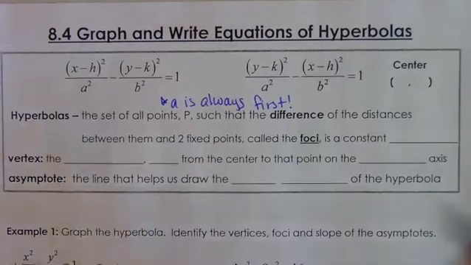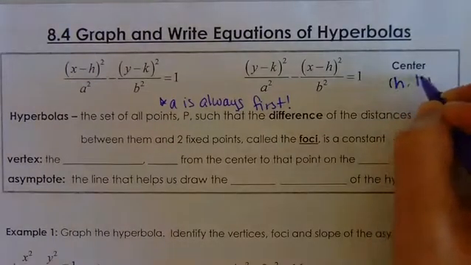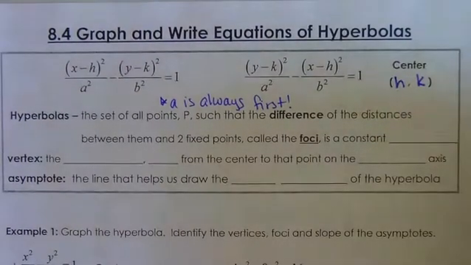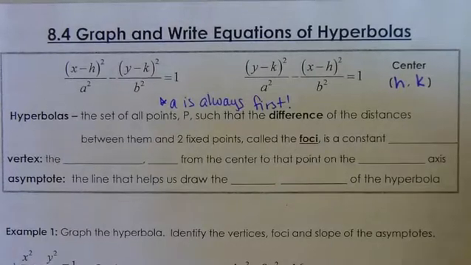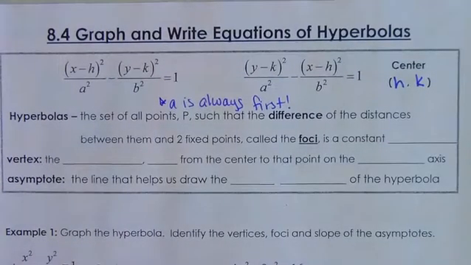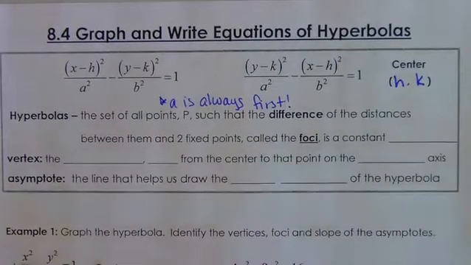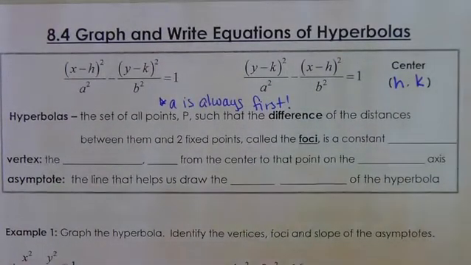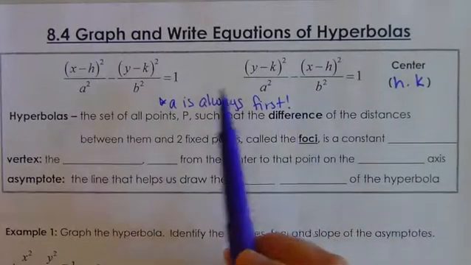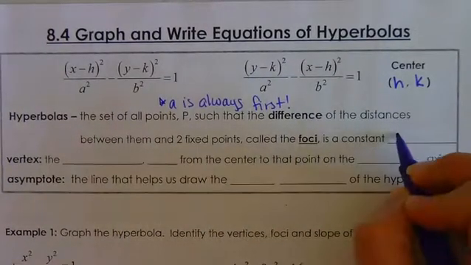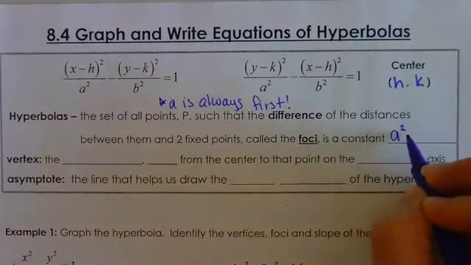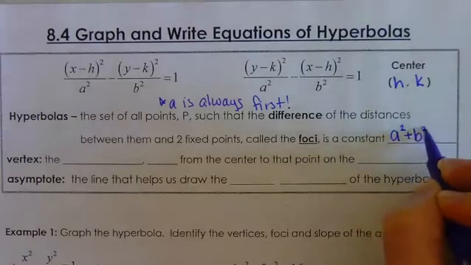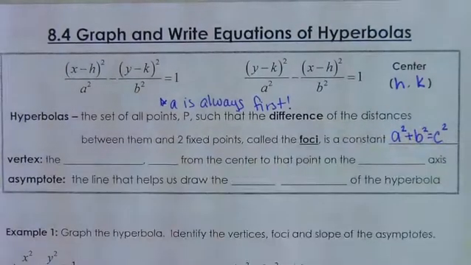So your center is going to be at h, k, just like it has been for all four of the conic sections now. We're going to have an equation for our foci, very similar to the equation for the foci with the ellipse, except the ellipse equation was addition, and the foci equation was subtraction. So it flip-flops. Here, the hyperbola equation is subtraction, so the foci equation is going to be addition. Okay, so a squared plus b squared equals c squared.